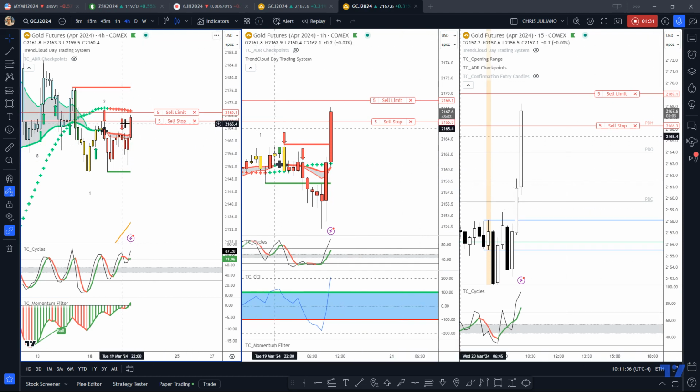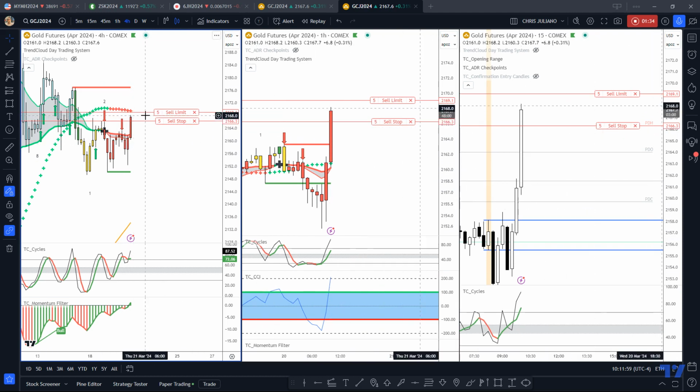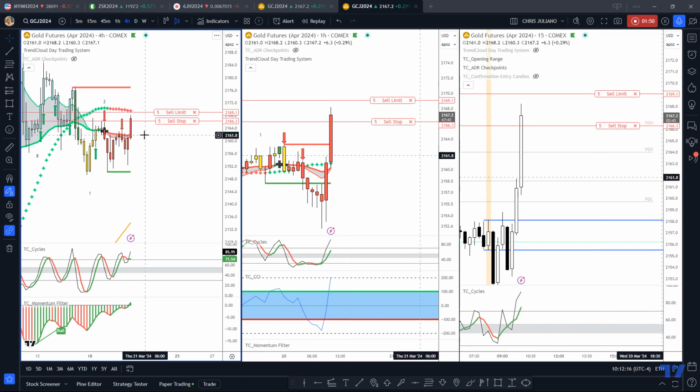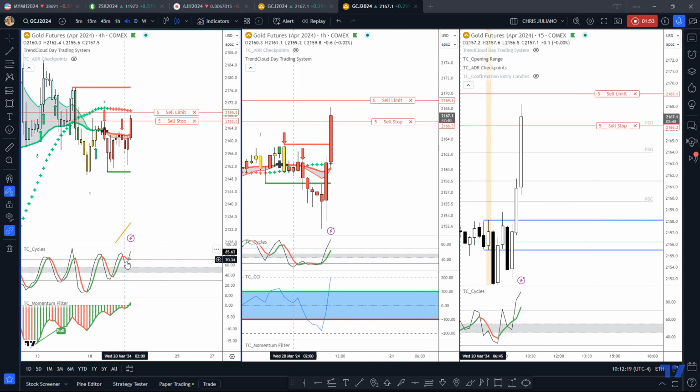But this is the Trend Cloud system, and what I'm doing is I am capturing this downward trend on the high time frame. I'm going to take the reaction off of that 50 simple moving average right here, and I'm going to capture the movement down. Now, the cycle indicator and momentum indicator here are in what we call a corrective phase, right? So this is a downtrend, but it is correcting back into the trend cloud or these moving averages.